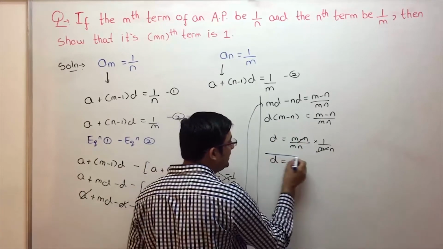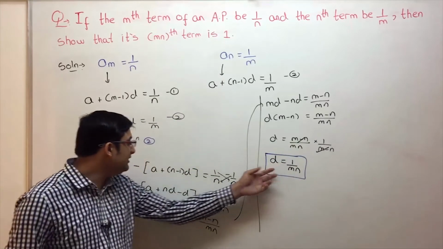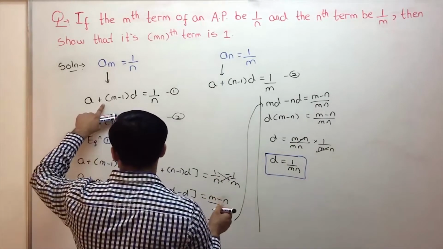So we have got the value of d. d is equal to 1 by mn. Now how do we get the value of a? Simply plug in this value of d in any of the equations, and you'll get the value of a. So what I'm going to do is, let's say I take equation number 1.